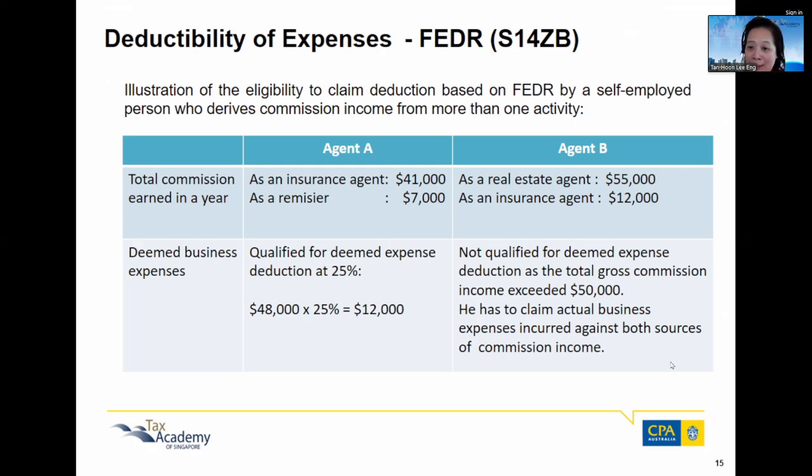He has no choice but to claim actual expenses, keep proper records, keep receipts, list down all the expenses, add up all the expenses, and then minus from his commission income. The net income will be subject to tax. Okay.